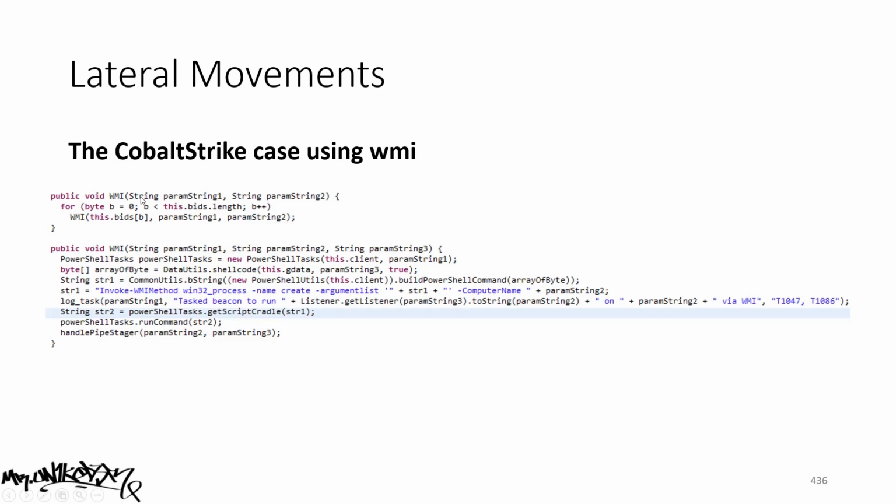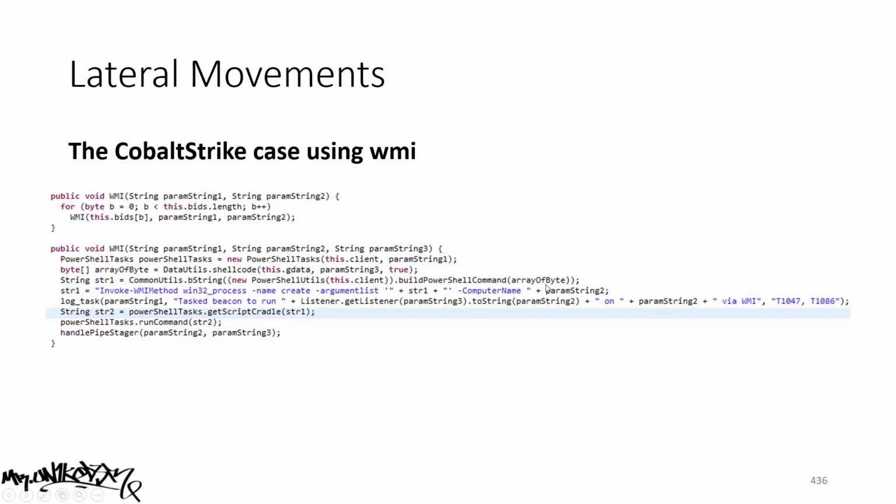So for the WMI case, you'll notice here that there's something called PowerShell task, which is a good indicator that there's probably going to be some PowerShell involved. And the string that's going to be used is also PowerShell. So invoke WMI method Win32 process create is just going to create a process. So this is an actual PowerShell command. You could technically run this using unmanaged PowerShell and achieve the same.